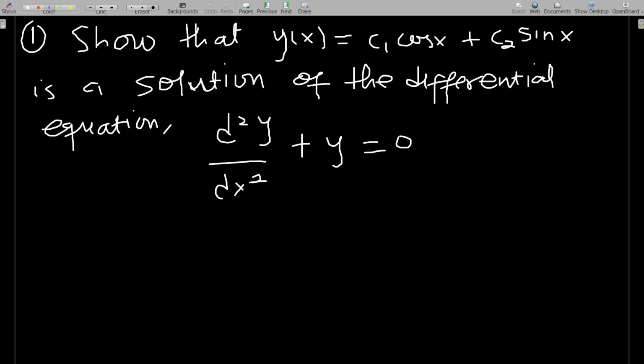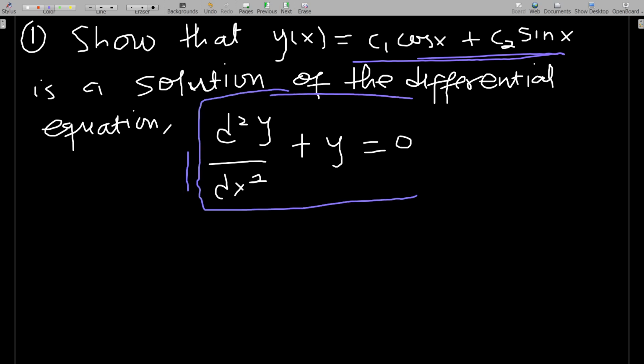Now I have this question here that says we should show that y of x equals c1 cos x plus c2 sin x is a solution of the differential equation. Our differential equation here is d squared y over dx squared plus y equals 0, and we are supposed to show that the function y given here is a solution to this differential equation.